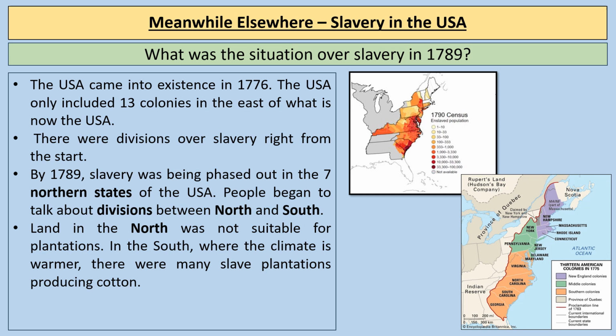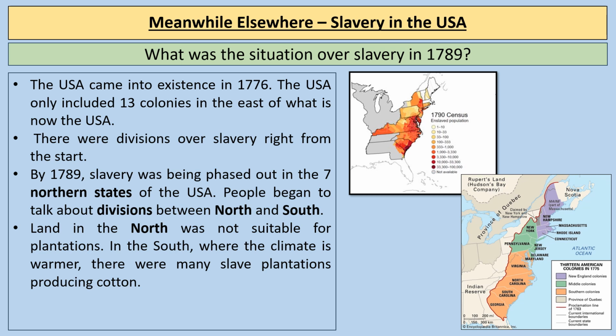Now, in the year 1789, America got a new constitution, which was a set of rules for how it should be run. Now, slavery is being phased out in the 7 northern states of the USA by 1789, and people began to talk about the divisions between the North and the South over slavery. So slavery wasn't really in as much existence in the North as it was in the South. Land in the North was not suitable for plantations, whereas in the South, the climate was much warmer, and that meant there were many slave plantations producing cotton.